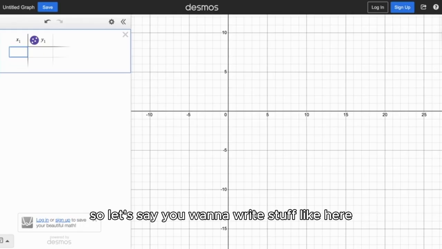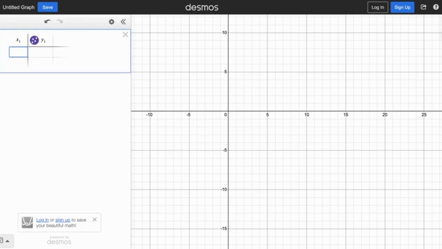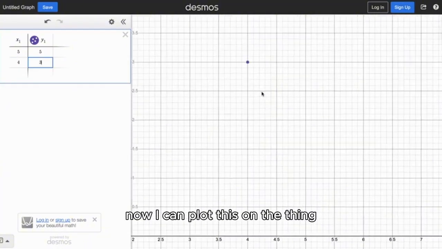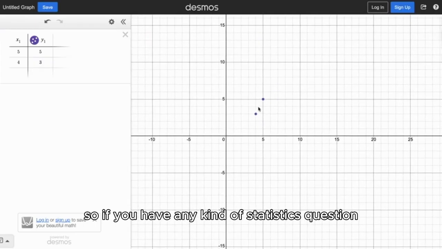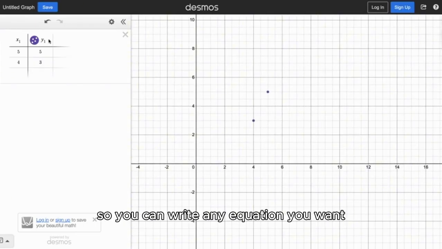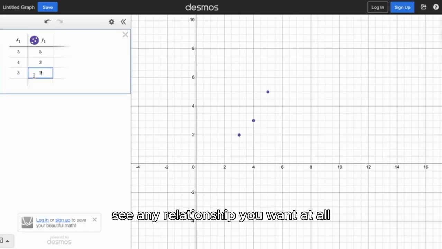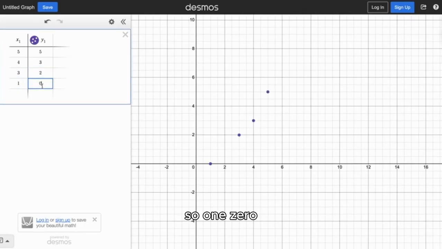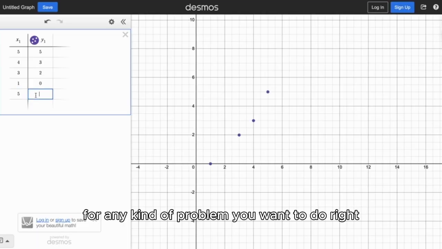So let's say you want to write stuff like here. Replace x and y, so you can do 5, 5, 4, 4, right? And I can plot this on the graph. So if you have any kind of statistics question, you can literally plot the values and see if there's any pattern you want. So you can write any equation you want, see any relationship you want at all. And this would help you a ton for any kind of problem you want to do, right?